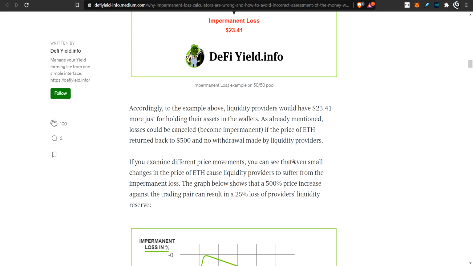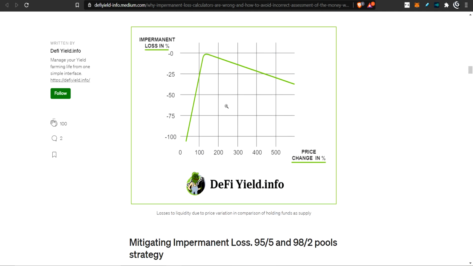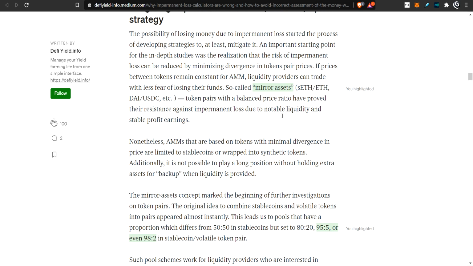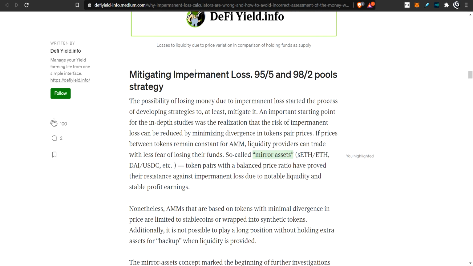So moving down, we get some graphs, and you'll see this all over the place when you see impermanent loss. I'm not going to explain this. You can read. So now he talks about how to mitigate impermanent loss. And the first way he talks about is mirror assets.